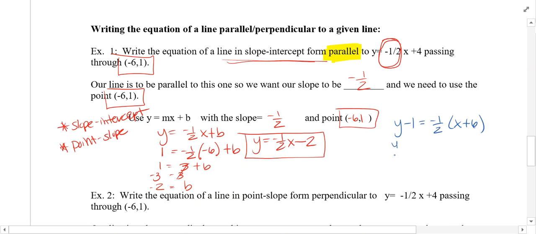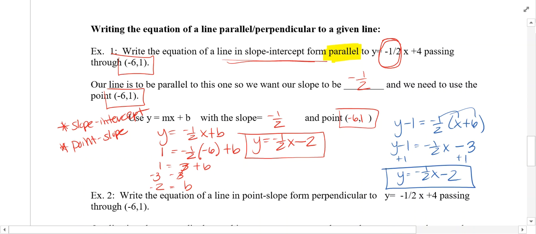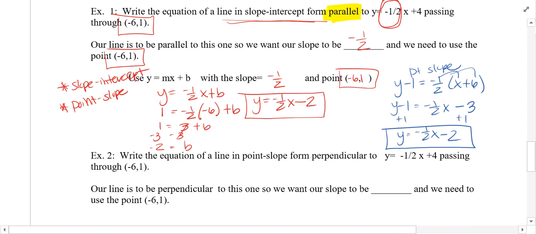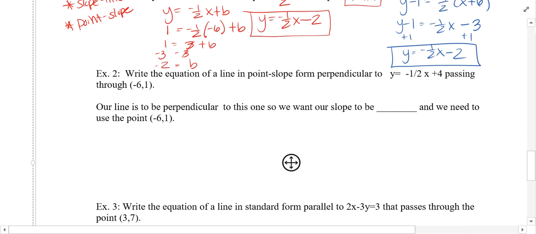We want it in slope-intercept form, so I'm going to distribute this 1/2. And this would become half of 6, and it's negative, so it would be 3. I'm going to add the 1 to the other side. So either way, you're going to get the same answer. You only have to choose one strategy. This one is point slope over here. If you're comfortable with that, do that. If you like slope-intercept form, do that. It's really your choice.